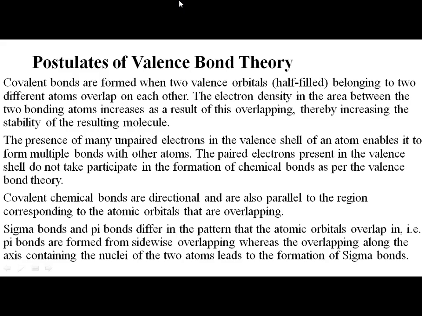Okay, according to valence bond theory, the orbitals should have unpaired, single electrons. If they are paired, they will not participate. If there is no electron either, it will not participate. Understood? So there should be unpaired electrons in the orbitals. Covalent chemical bonds are directional and are also parallel to the region corresponding to the atomic orbitals that are overlapping. Sigma bonds and pi bonds differ in the pattern. Okay, let us first try to understand how they overlap. Then we will go to sigma bond and pi bond.